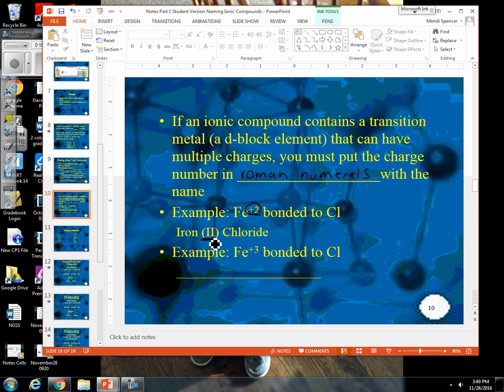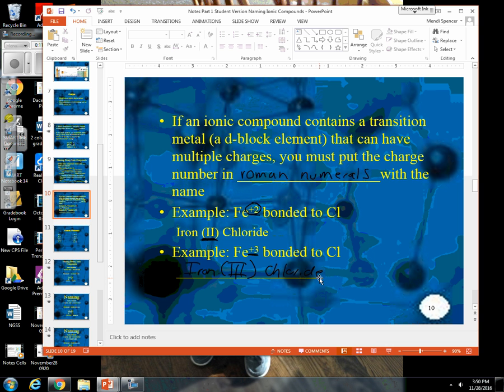Now, for this second example, we have iron with a +3 charge. It is once again bonded to chlorine. So when you name this, you will write iron without any prefix, but since it has a +3 charge and it is a transition element, you must put 3 in Roman numerals and then write chloride after it. Always make sure that it ends in "ide."